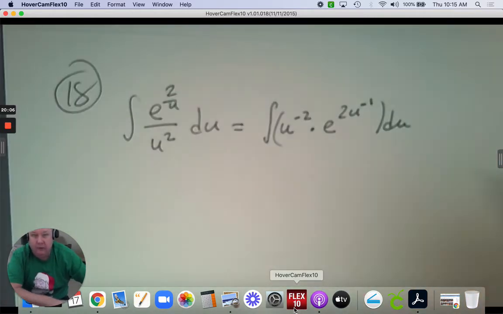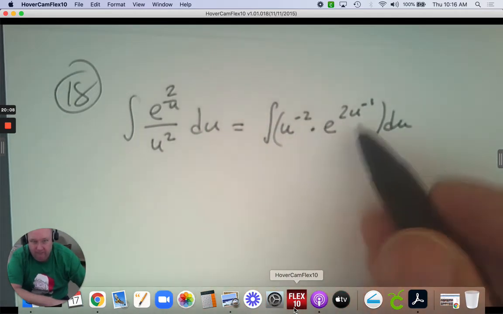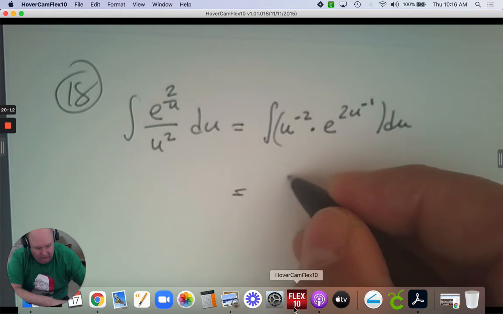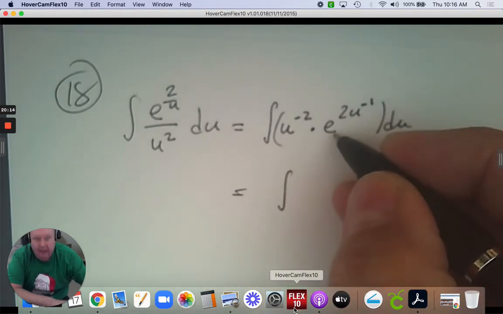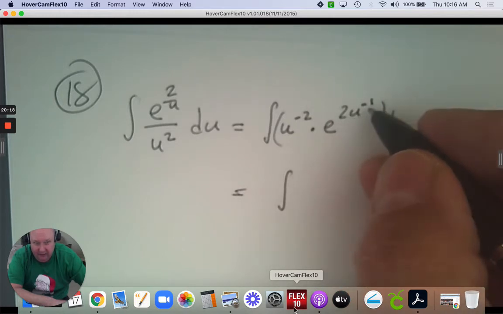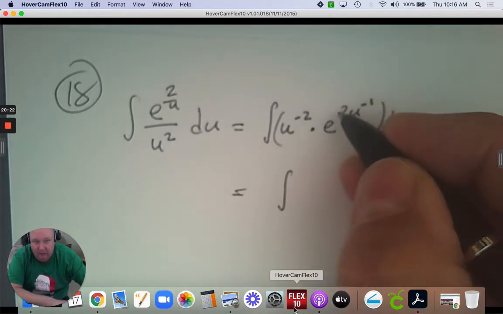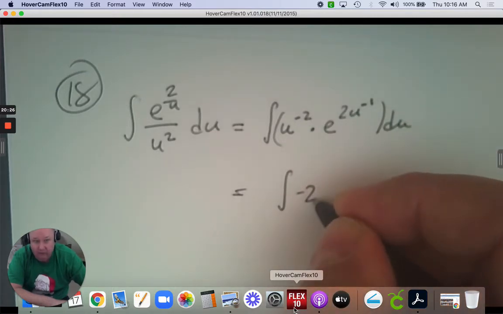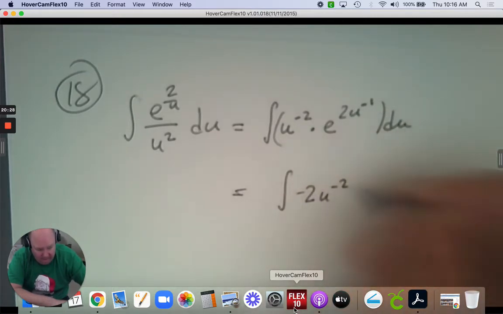So notice how I write it with no fractions, and I use negative exponents. Next, I'm going to focus on e to the exponent 2u to the negative 1. The hook on for this would be negative 1 times 2, so the derivative of the exponent would be negative 2u to the negative 2. Subtract 1 from the exponent.